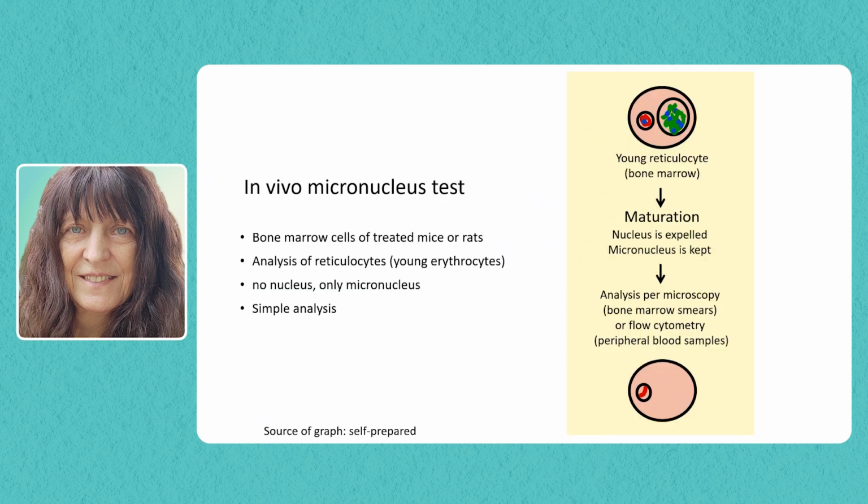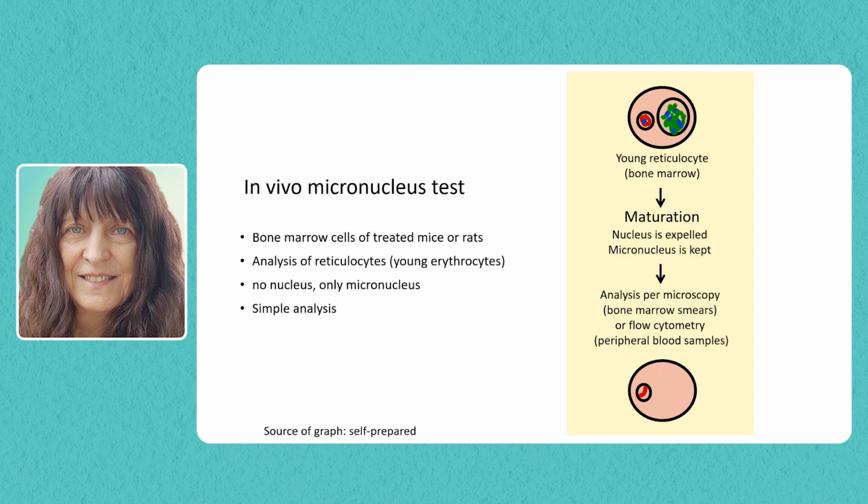So the in vivo micronucleus test, I just want to cover it very briefly. So do you have a rough idea what it is? You use the bone marrow cells of treated mice or rats, and what are analyzed are reticulocytes, which are young erythrocytes. And the thing is that during maturation in the bone marrow, the reticulocytes expel the nucleus. But for an unknown reason, they keep the micronucleus. So what you have afterwards is these young reticulocytes, which only have the little micronucleus. So if you analyze a lot of reticulocytes, there's no DNA in most of them, and just in very few of them, there's this little micronucleus.